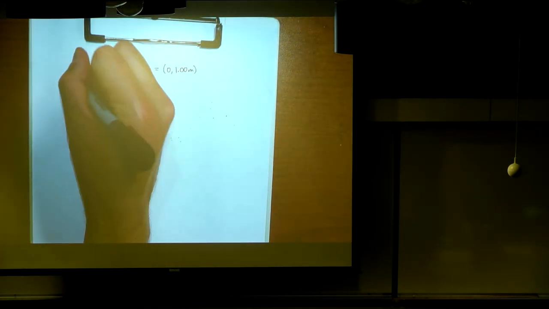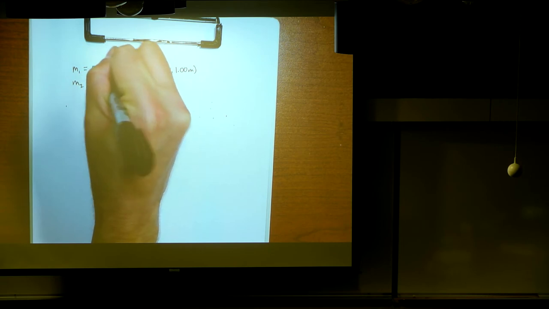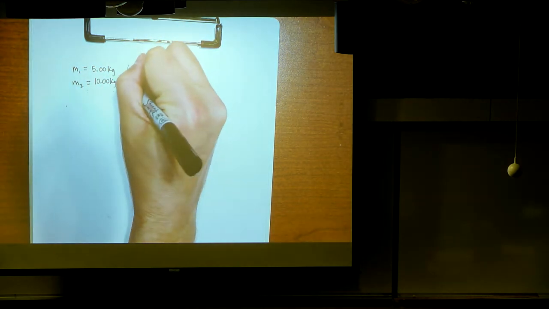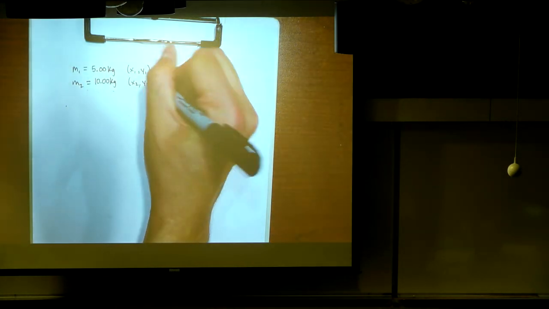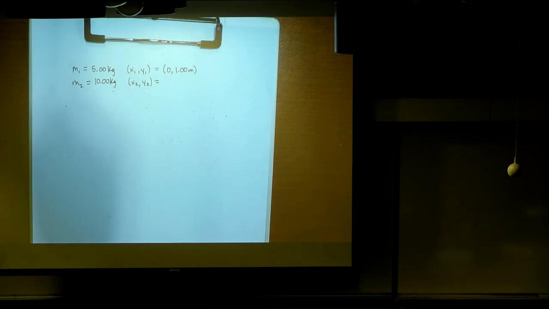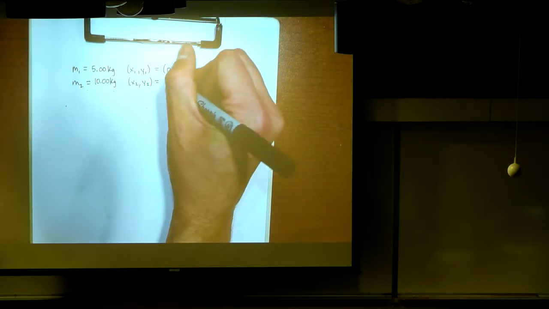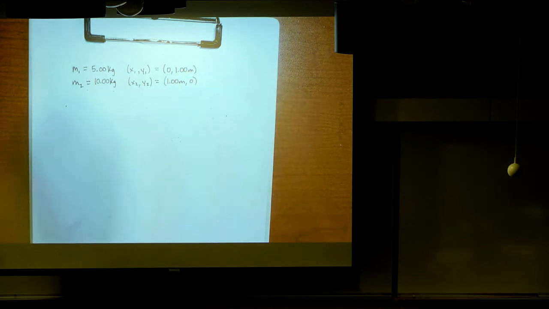All right, for particle number two, this was the one that had a mass of 10 kilograms. And we saw that it was located at position x2, y2, that's equal to 1, 0, right? 1 meter on the x-axis, 0 on the y-axis.